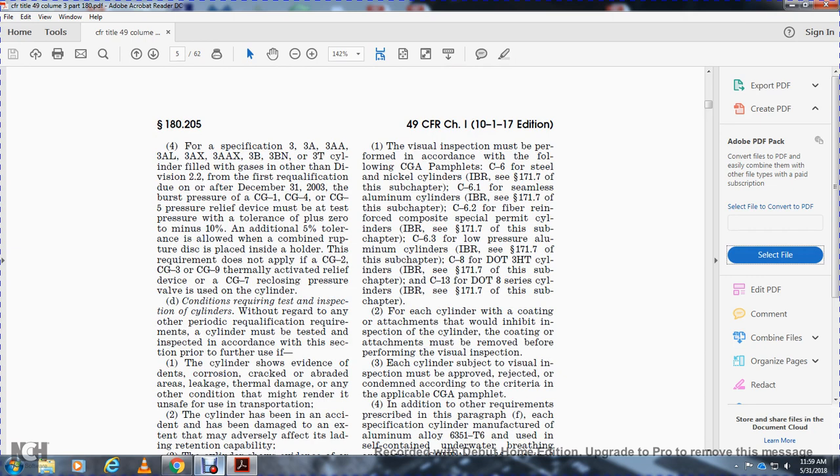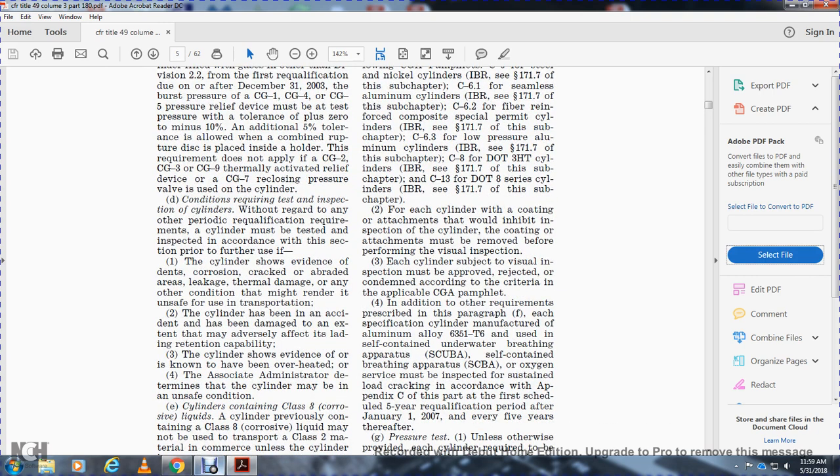Visual inspection must be performed in accordance with the following CGA pamphlets: C-6 for steel cylinders, C-6.1 for stainless and aluminum cylinders, C-6.2 for fiber reinforced composite special permit cylinders, C-6.3 for low pressure aluminum cylinders, C-8 for DOT 3HT cylinders, and C-13 for 8 and 8AL series cylinders. For each cylinder with a coating or attachment that inhibits the inspection of the cylinder, the coating or attachments must be removed before the visual inspection. Each cylinder subject to visual inspection must be approved or rejected and condemned according to the criteria applicable to the CGA pamphlet.